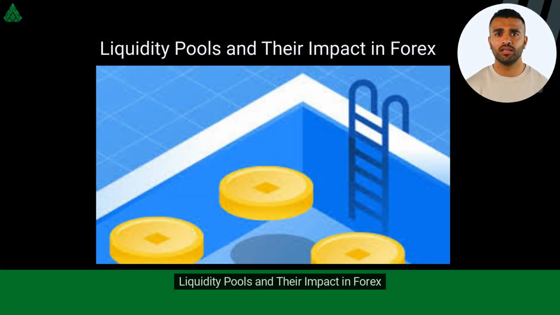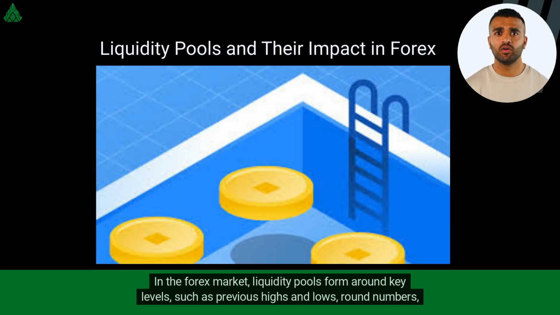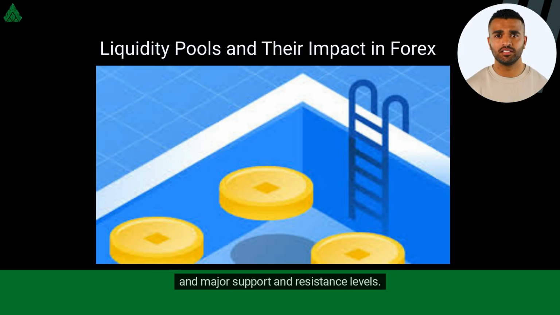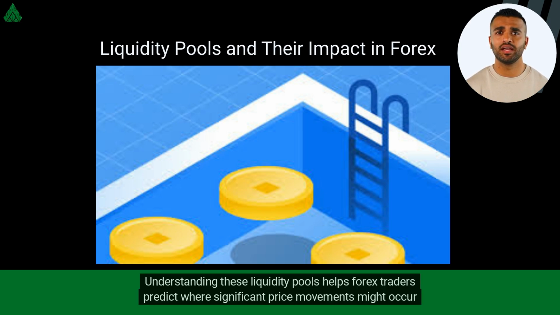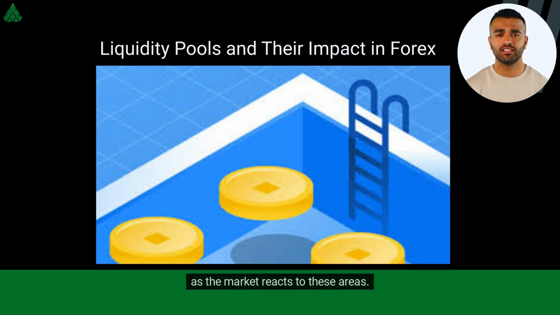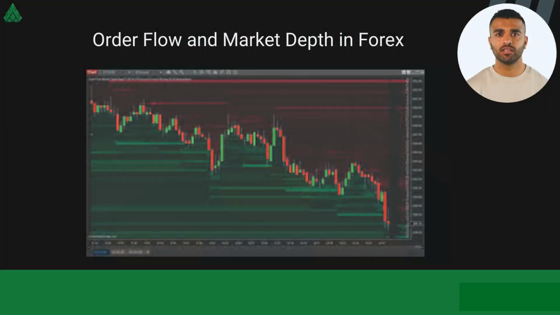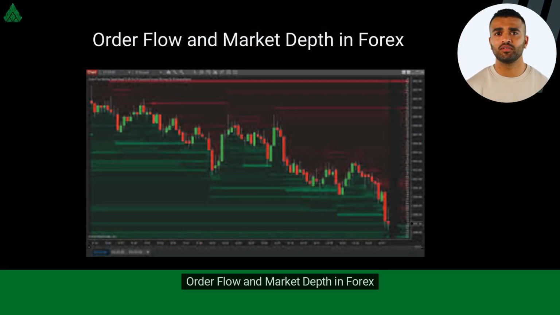Liquidity pools and their impact in Forex. In the Forex market, liquidity pools form around key levels, such as previous highs and lows, round numbers, and major support and resistance levels. These pools represent areas with a high concentration of buy and sell orders. Understanding these liquidity pools helps Forex traders predict where significant price movements might occur as the market reacts to these areas.